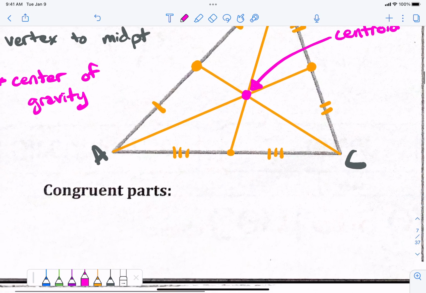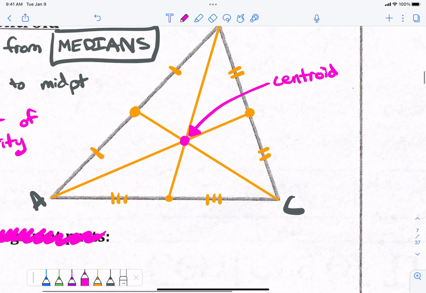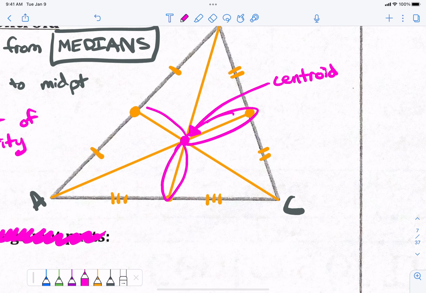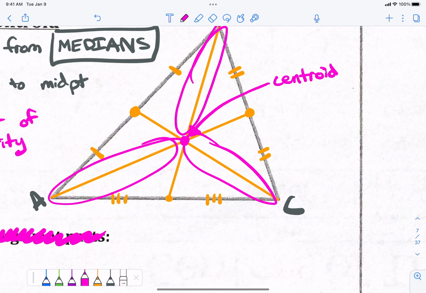All right, now, important things. A centroid does not have any congruent parts, okay? So I'm going to cross out congruent parts, but it does have something very particular about it that's kind of exciting, okay? This is not the same as this and not the same as that. Those lengths aren't the same. And same thing with this. None of those lengths are the same.